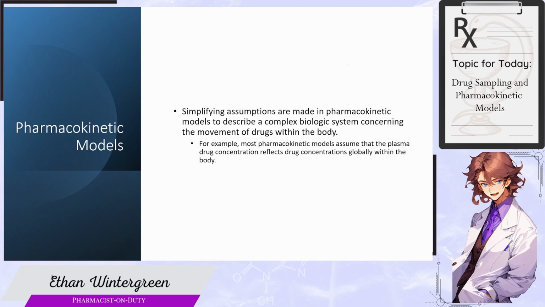So, pharmacokinetic models are made by simplifying assumptions. When we have a pharmacokinetic model, it is an oversimplification of a complex biological system concerning the movement of drugs within the body. For example, most pharmacokinetic models assume that the plasma concentration reflects the drug concentrations globally inside the body. We assume that there is a one-to-one correspondence of drug concentrations in the plasma and the different compartments of the body.